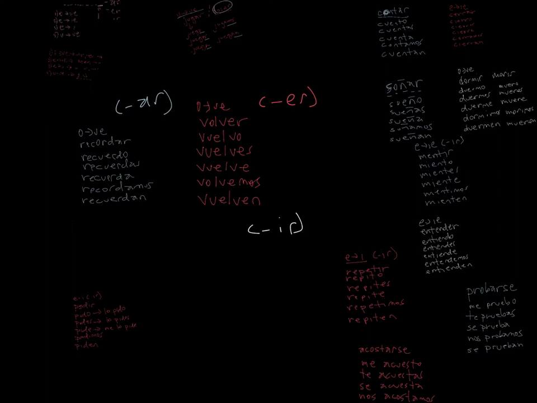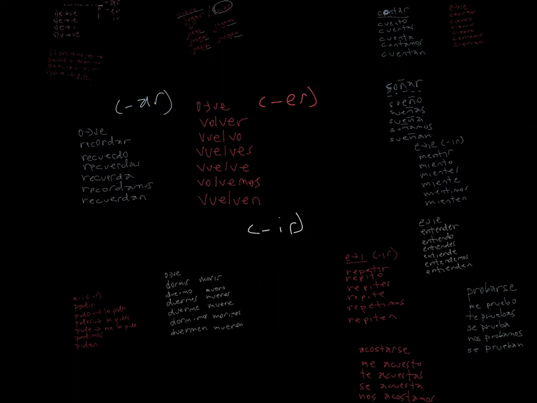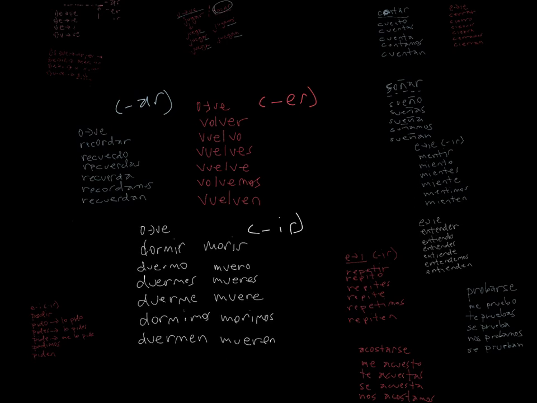And then we did with IR, dormir and morir, right? We said dormir and morir. Duermo, duermes, duerme, dormimos, duermen. Muero, mueres, muere, morimos, mueren, right? So all of these are the O to UE. Okay, group them together so they can stick together from now on.